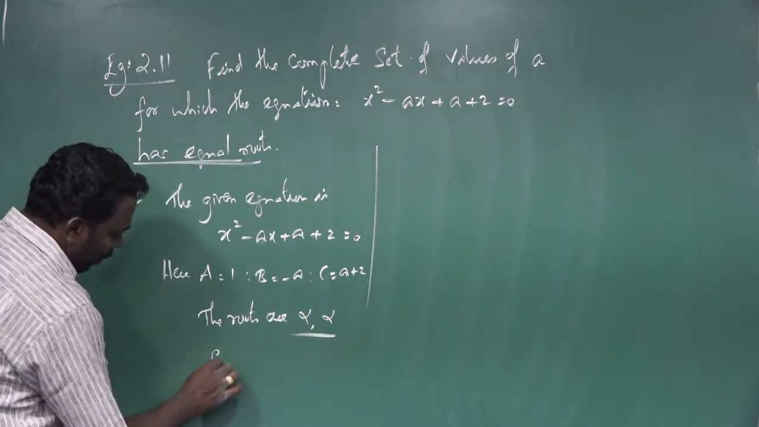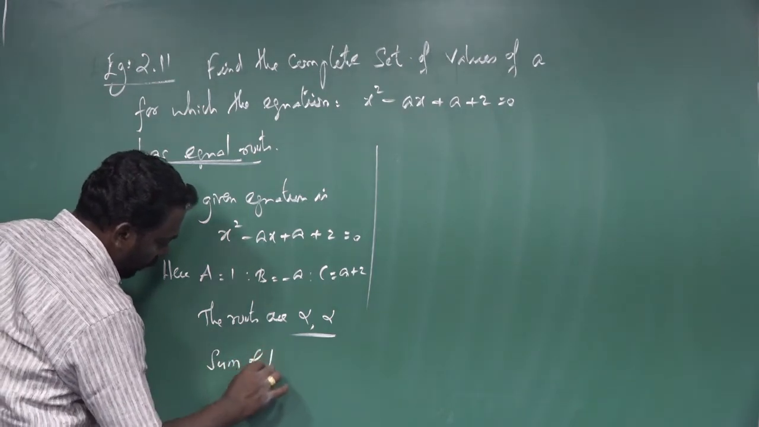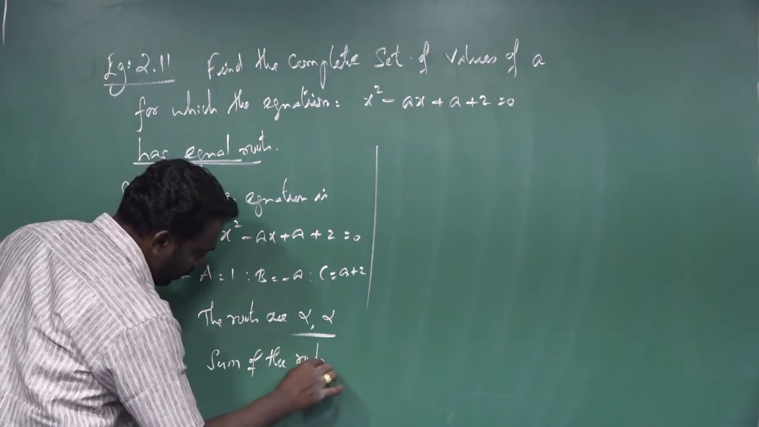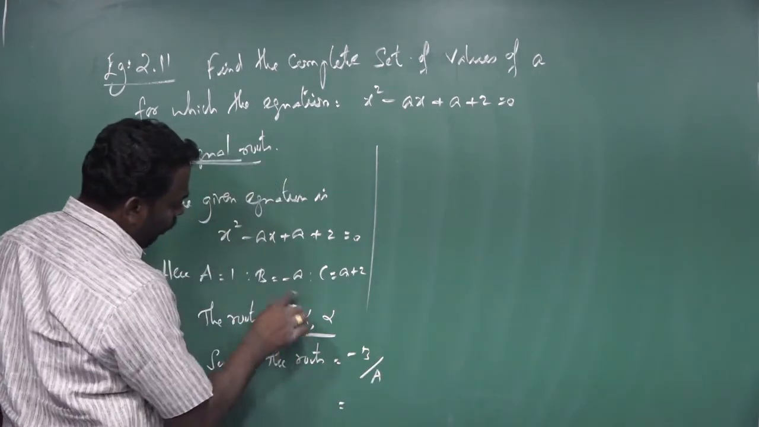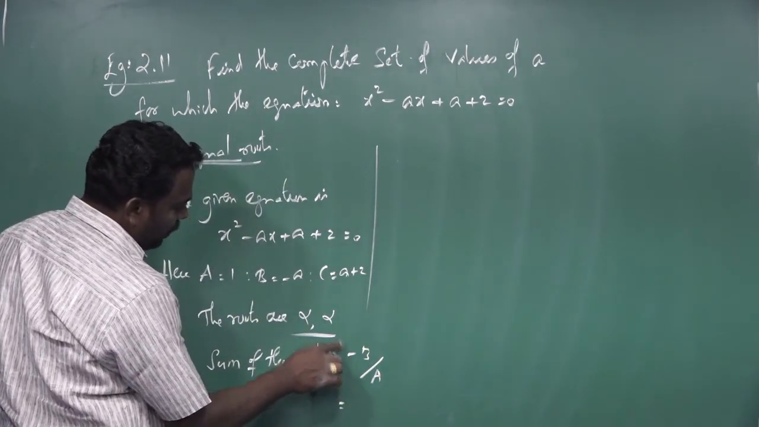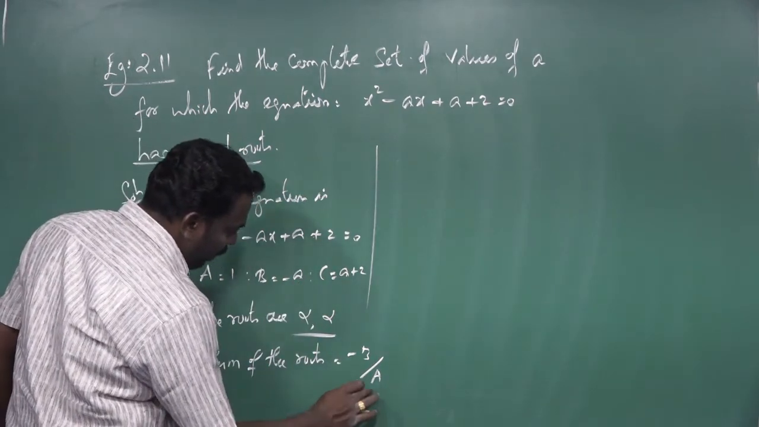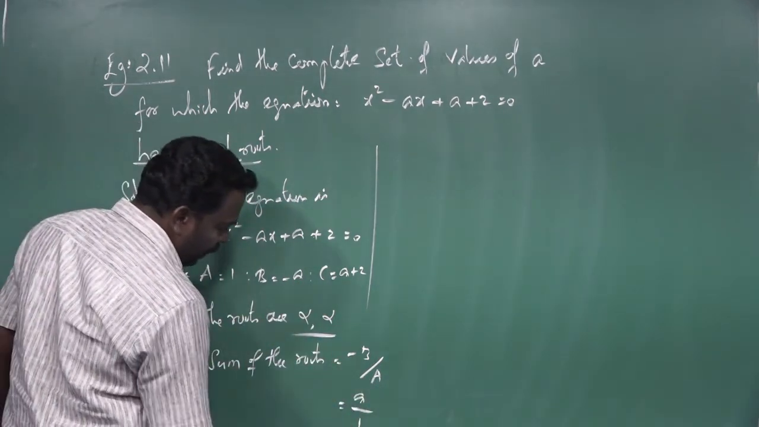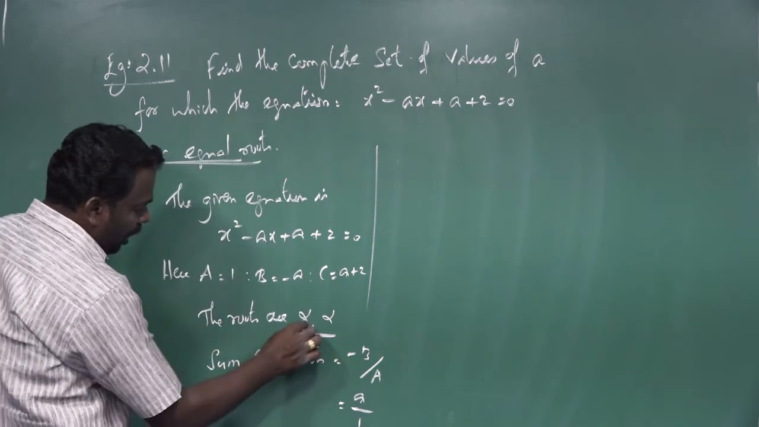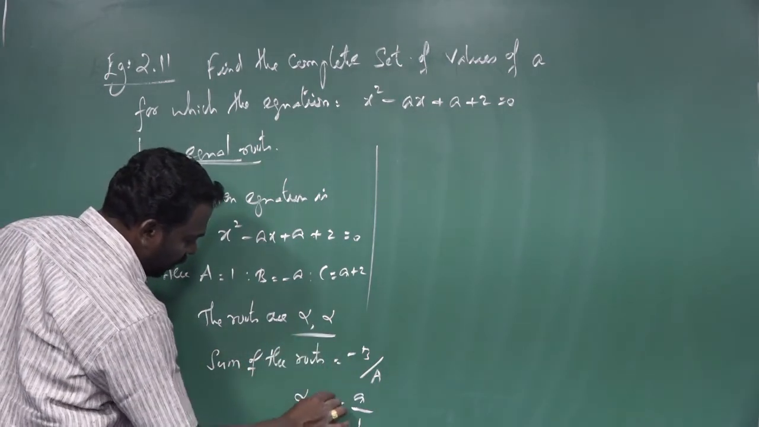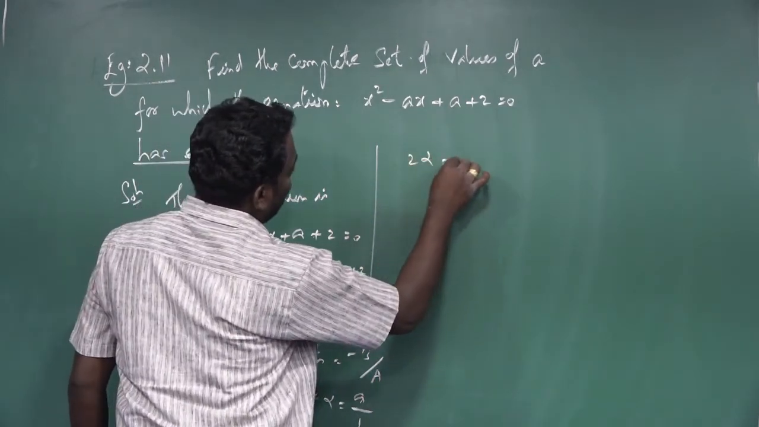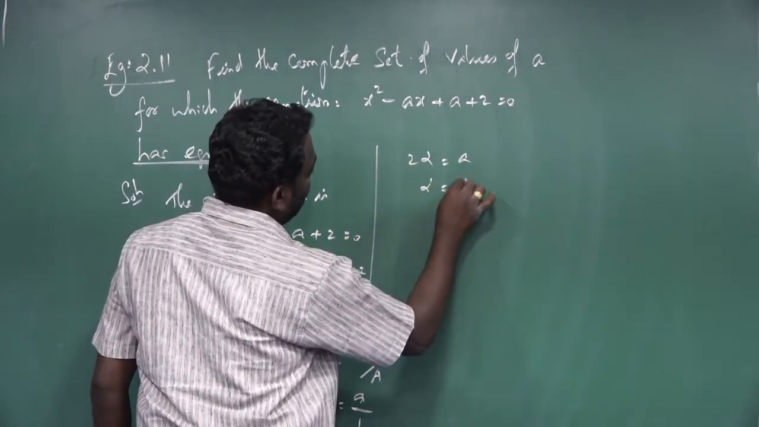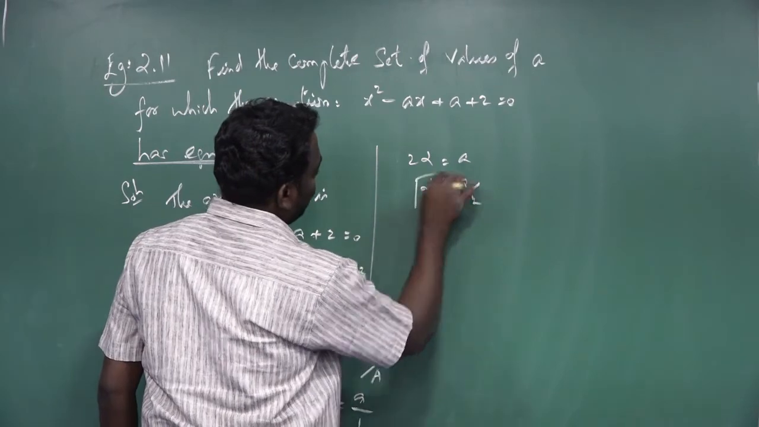Now using that, find the sum of the roots, that is equal to minus B by A, that is equal to minus into minus small a by capital A, with value 1. Therefore the sum of the roots, alpha plus alpha, is equal to 2 alpha, that is equal to a. Alpha is equal to a by 2.